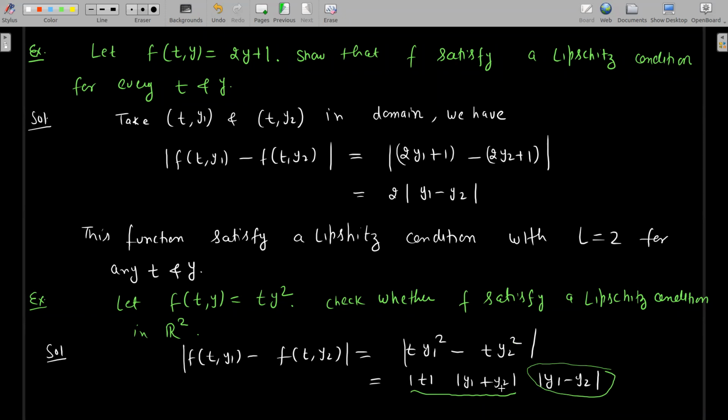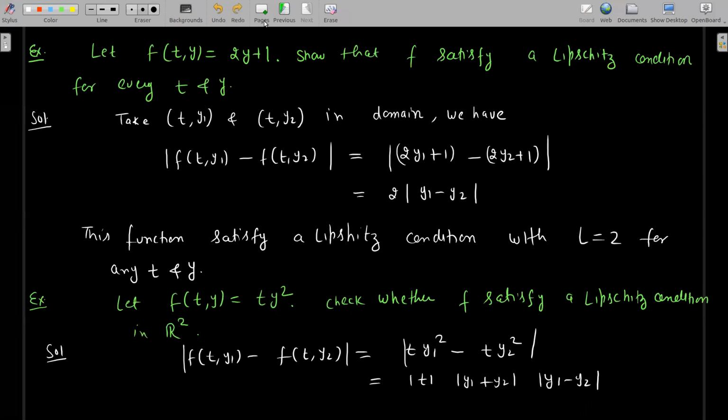But if you take domain R2, t can be anything. Y value can be anything. So can you say this function satisfies the Lipschitz condition in R2? Can you say that mod of t will be bounded? It will not be, t can be infinity. So if a constant had come here, like the first example, then you would say that it is Lipschitz.